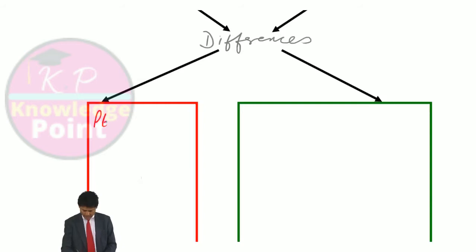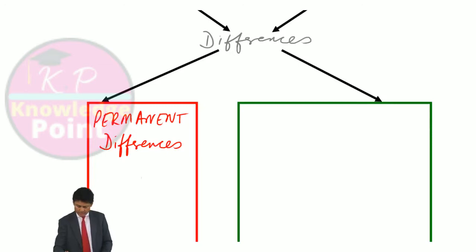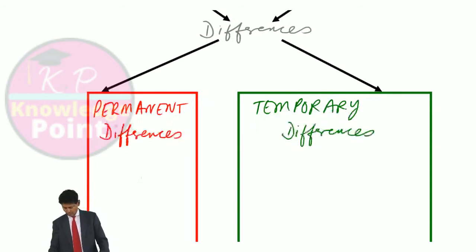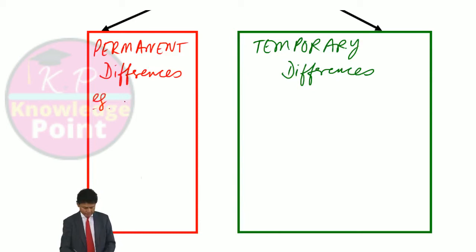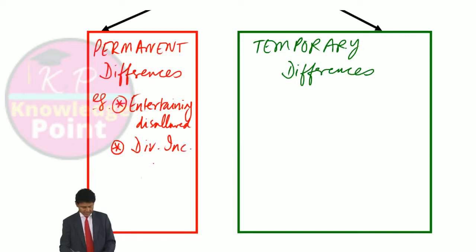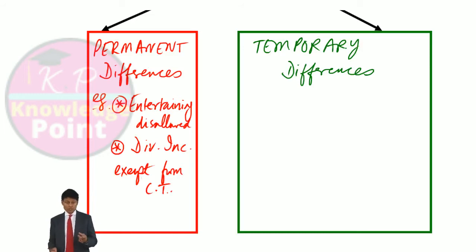Some of those are known as permanent differences. And some of these are known as temporary differences. Now, the permanent differences, examples I can think of that the examiner has mentioned in his writings over the years, answers, etc.: entertaining, disallowed. As you know, suppliers, customers, entertaining is disallowed. So it's not that it's disallowed this year and allowed next year, it's disallowed forever. And the other one is things like dividend income, which is, of course, exempt from corporation tax. I suppose the company paying it has already suffered corporation tax. So the company receiving it, that's you, will not have to pay tax again.